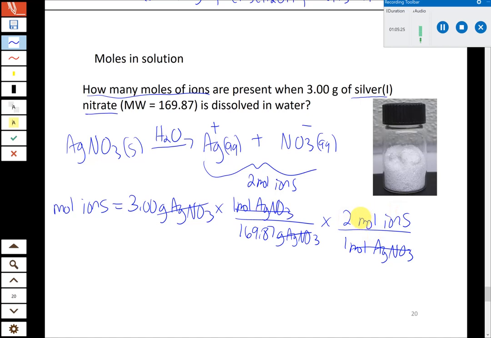So this last step here would be the one that is most commonly forgotten. And what we get is 0.0353 moles, okay? So that just allows us to extend our mole relationships a little bit, now understanding what happens when an ionic compound dissolves in water, if we want to talk about how many ions there are.